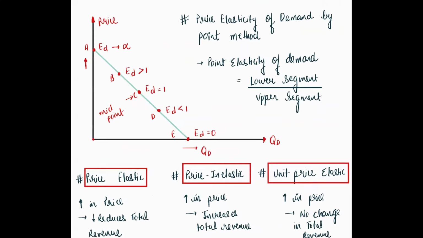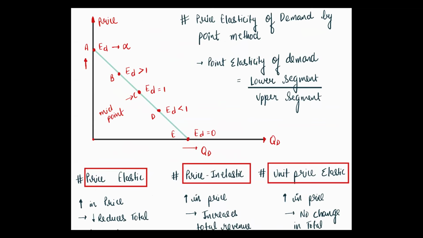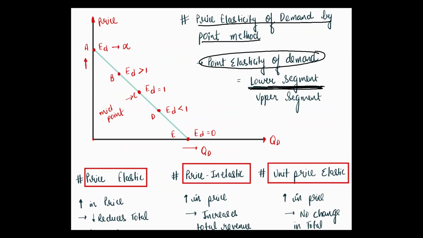You should remember this thing. This is a concept that you can be asked: price elasticity of demand, point method. A point method has been described. It is very normal. This is point elasticity of demand, lower segment by upper segment. If you are coming from upper segment to lower segment, your elasticity will decrease, right?